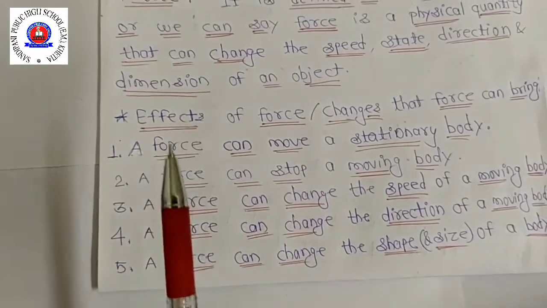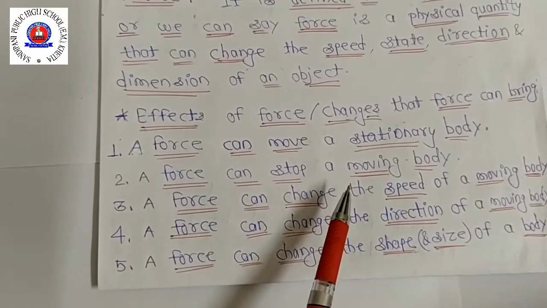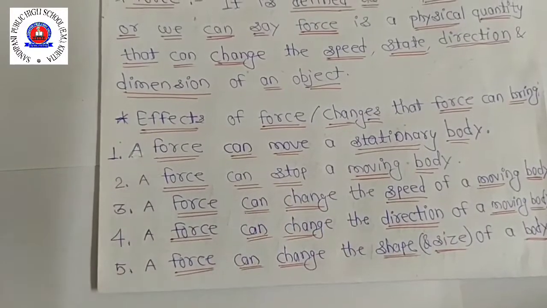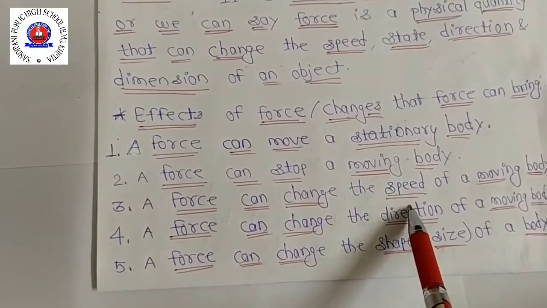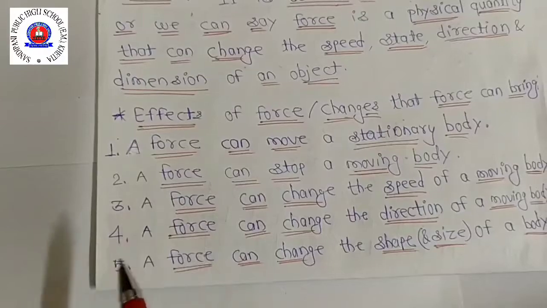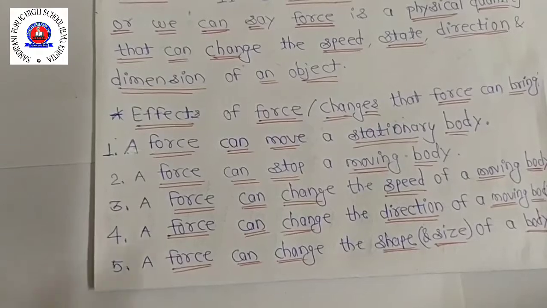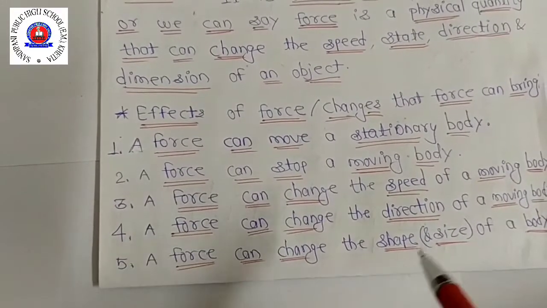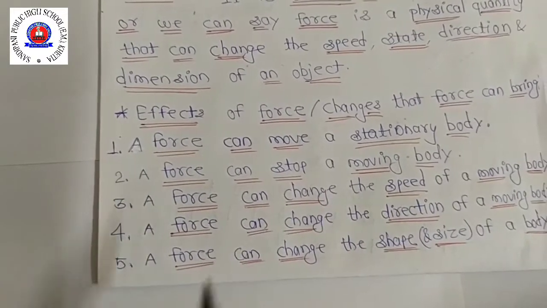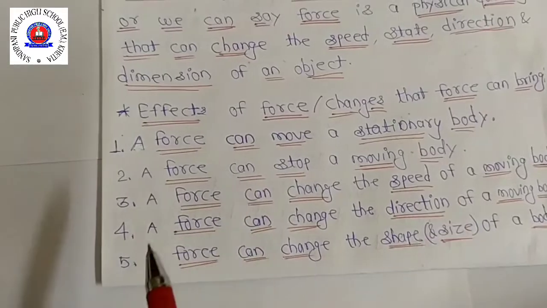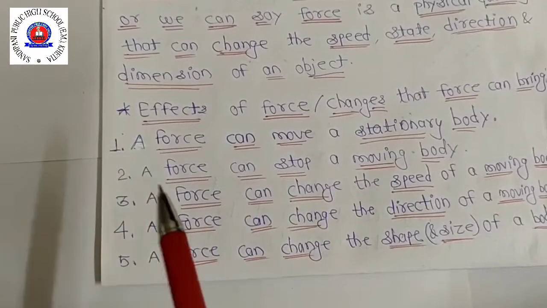So thus a push or pull can change the speed of a moving bicycle. But a push or pull is called the force. So we can say that force can change the speed of a moving bicycle or any other moving body. Clear this one? If the force is applied in the direction of motion of a body, its speed increases. On the other hand, if the force is applied in the direction opposite to the direction of motion of the body, then its speed decreases.